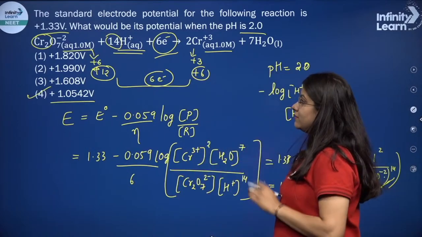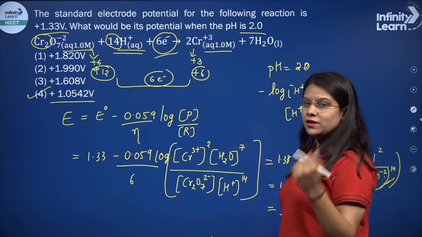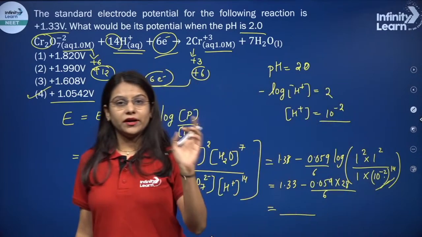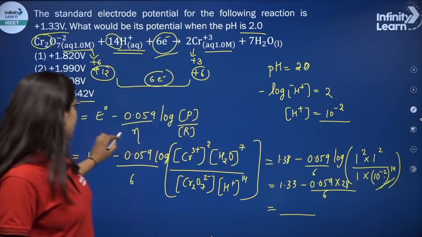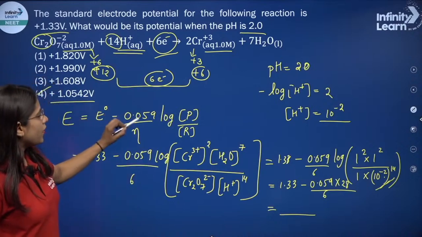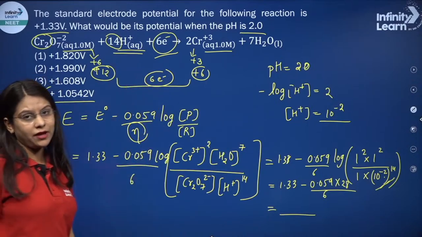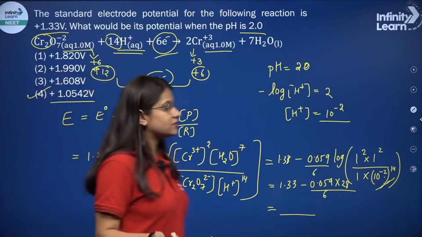So in this question, this was an easy question on Nernst equation. Remember, Nernst equation is very, very important. You should remember this formula: E naught minus 0.059 by n log of concentration of products divided by concentration of reactants.